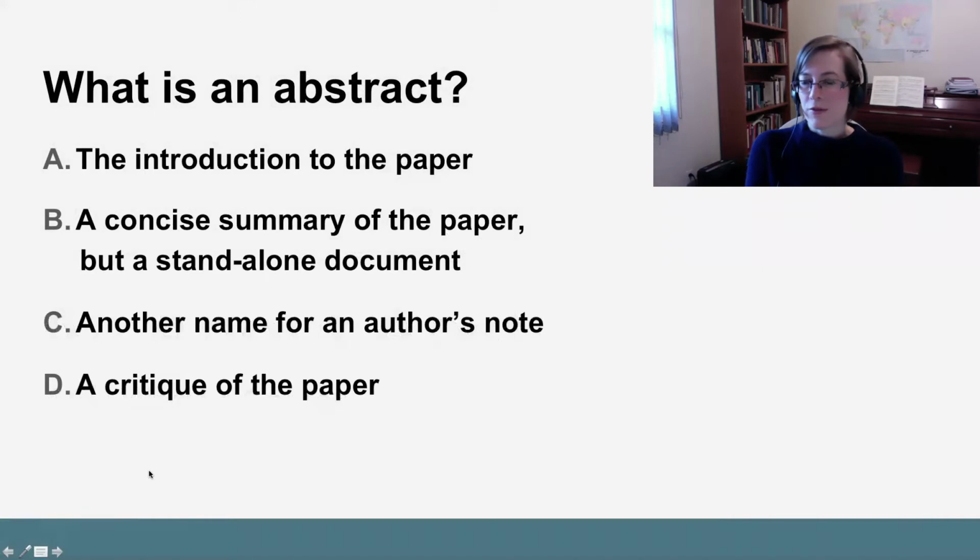So to start off, what I'd like you to do is just go ahead and choose the option here that most reflects your current understanding of what an abstract is. So, is an abstract the introduction to the paper? Is it B, a concise summary of the paper but a standalone document? Is it C, another name for an author's note? Or is it D, a critique of the paper?